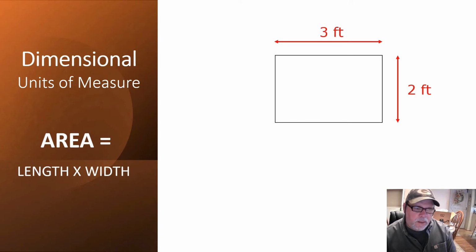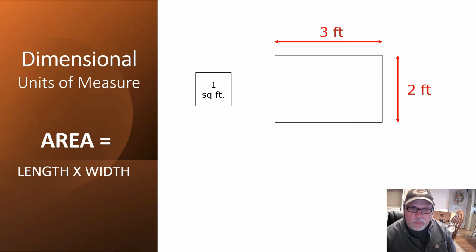Area, again, equals length times width. This shape is measured in feet. 3 feet long, 2 feet wide, or 2 feet high. The label doesn't matter. The main thing is 2 dimensions. You got 2 measurements. It doesn't matter whether you say it's length times width, length times height, whatever. Area has 2 dimensions.